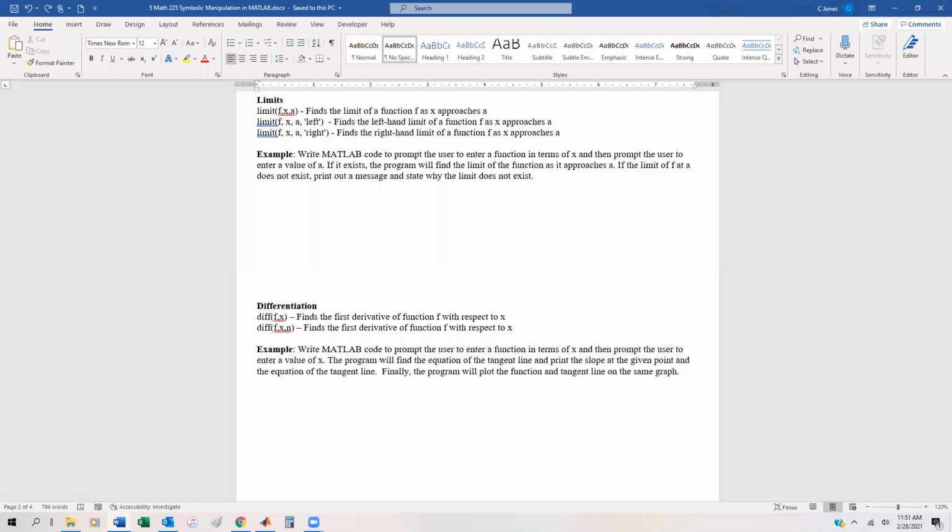Starting to take a look at some calculus functions using the Symbolic operations in MATLAB. We have limits that we're going to start with. This is a pretty easy section because limits are just taking the limits of functions. If you have a function f as x approaches the value a, you can use this command right here, limit(f, x, a), and that finds the limit of the function f as x approaches a.